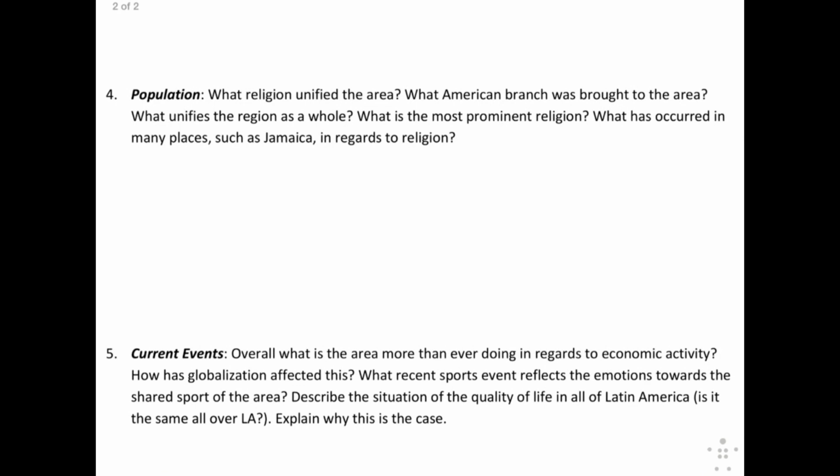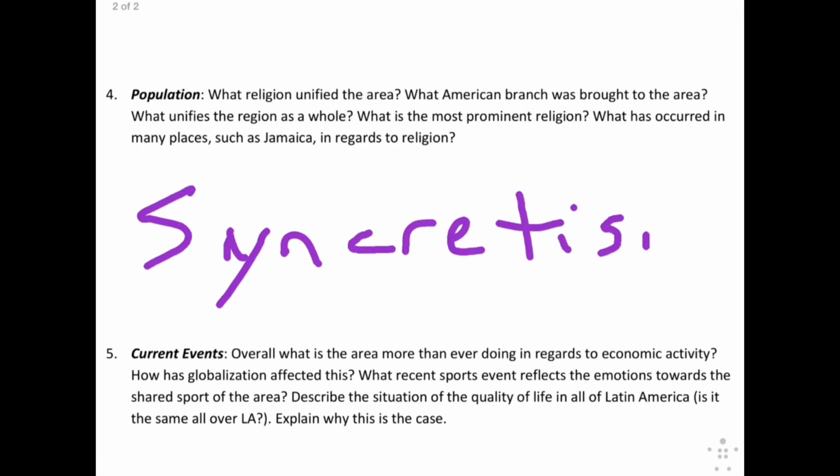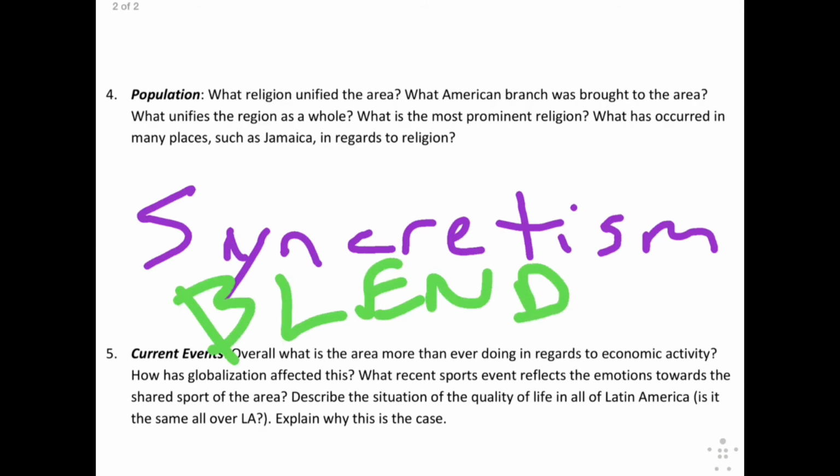Now, the next question says, what has occurred in many places such as Jamaica in regards to religion? Now, I don't necessarily need for you to know that Rastafarianism is the religion that's predominant in Jamaica. What I'm looking for is for you to understand the vocabulary word syncretism. This is when you have a blend of religions. This is when the ideas blend.